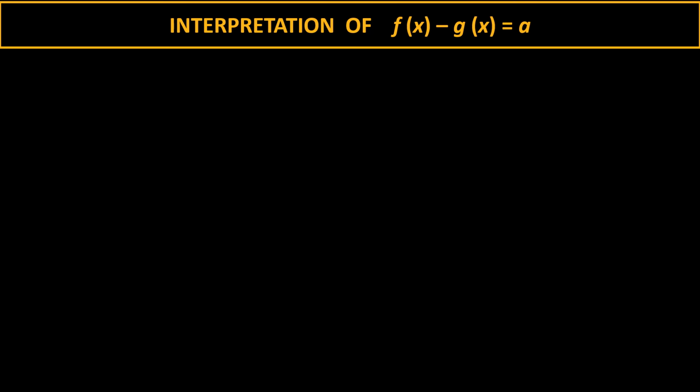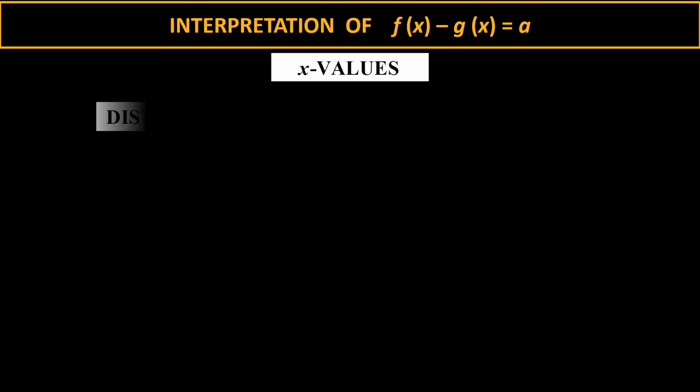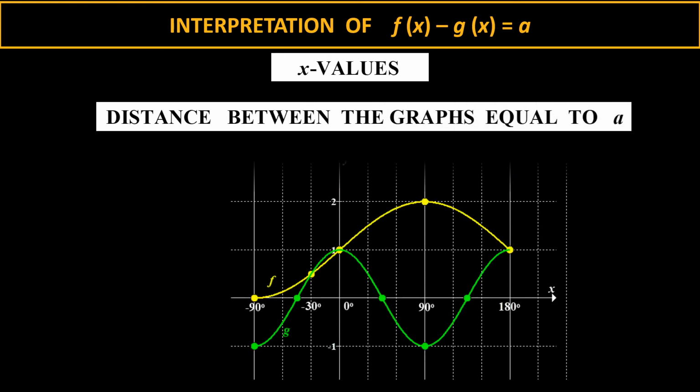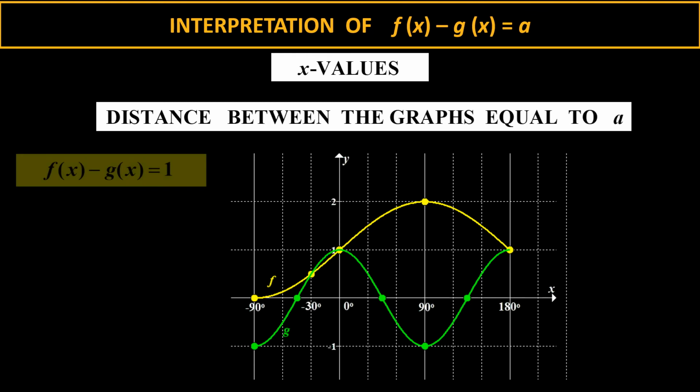Now let's consider the case here where the a is not 0. Again, we're going to find x values, not intervals. In this case, if we look at the graph, and I look at f(x) minus g(x) equal to 1, what is this? That is the distance between the graphs. The distance between the f and the g must be 1. So the distance between f and g must be equal to 1.